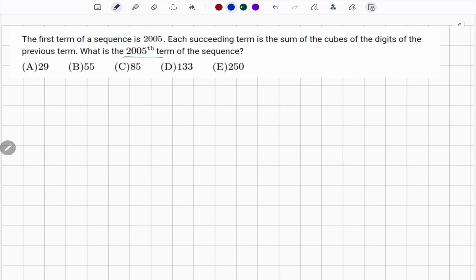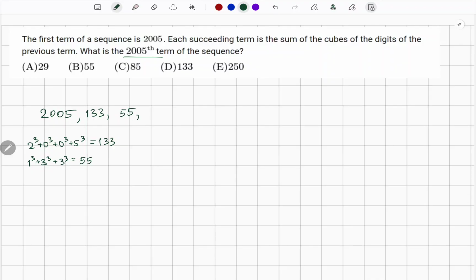Okay, I have to write down some first terms and catch the pattern. So 2005, it's the first term. The next term is the sum of the cubes of the digits. Okay, 2 cubed, 0 cubed, 0 cubed, and 5 cubed. I'm good at arithmetic. This is 125. This is 8. It's 133. That's the next term. The next term is 1 cubed plus 3 cubed plus 3 cubed. I take the previous term and sum up the cubes of the digits. So 27, and one more is 55.